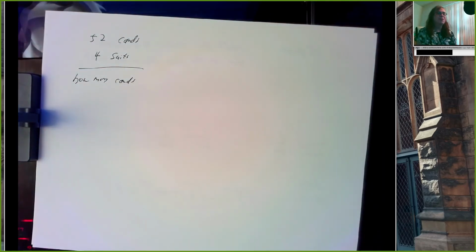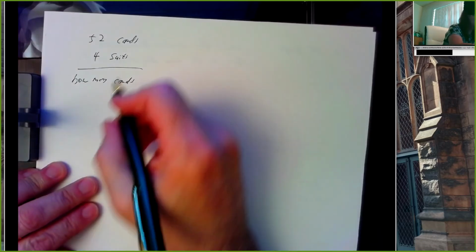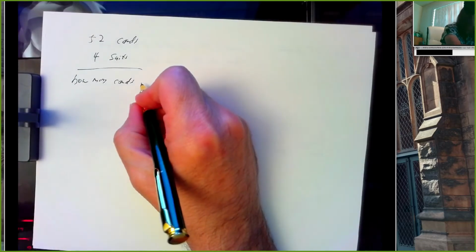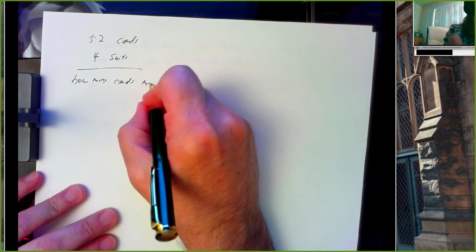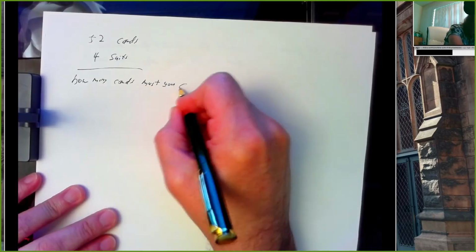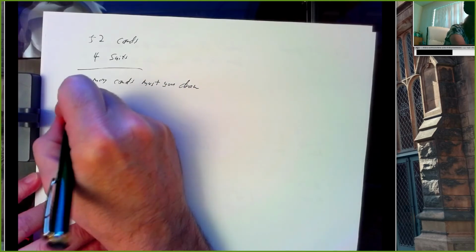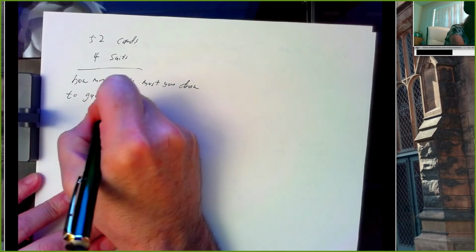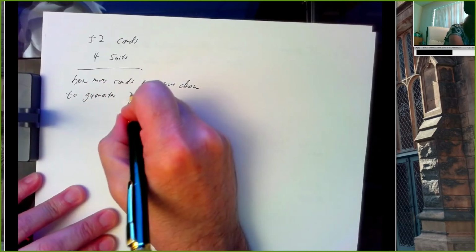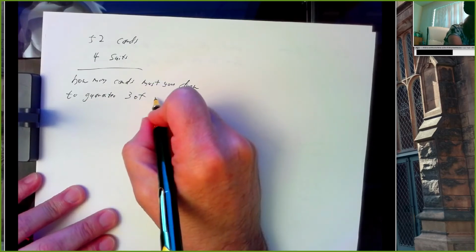Alright, so you have 52 playing cards. They come in clubs, diamonds, hearts, and spades. Those are called suits. So how many cards must you draw to guarantee 3 of the same suit?